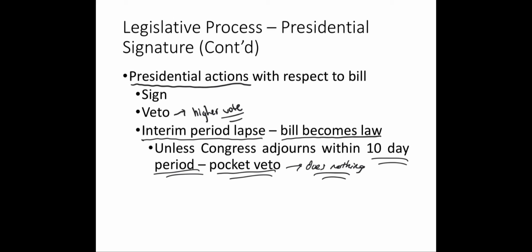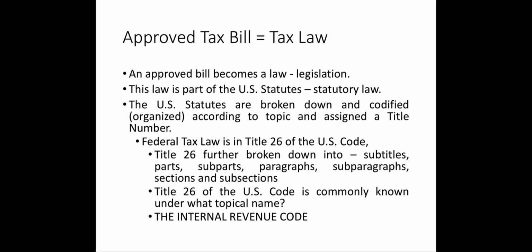So unless Congress adjourns, which, if the president knows that's what's going to happen, that's what's known as a pocket veto. They know Congress is going to adjourn. A pocket veto is basically an indirect way to veto it. All right. So now we have this approved bill. The bill has been passed. It's gone through the House, gone through the Senate, gone through the executive branch, and now it's legislation.